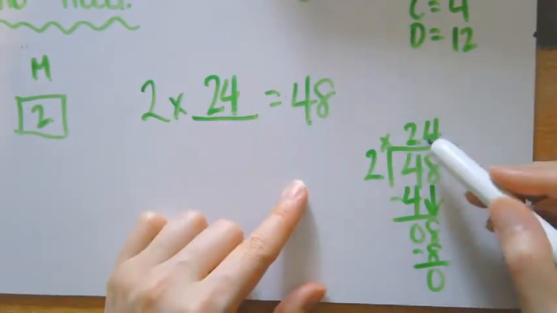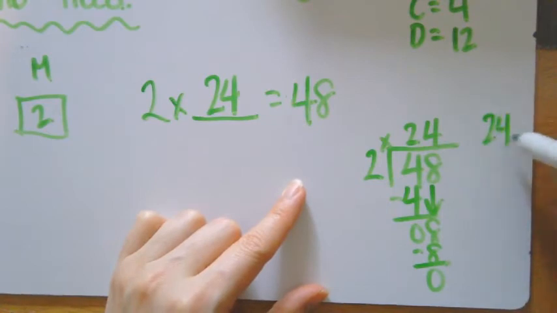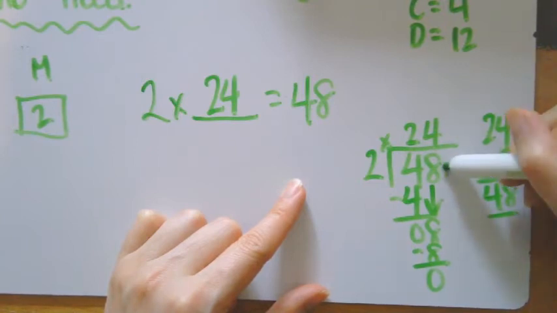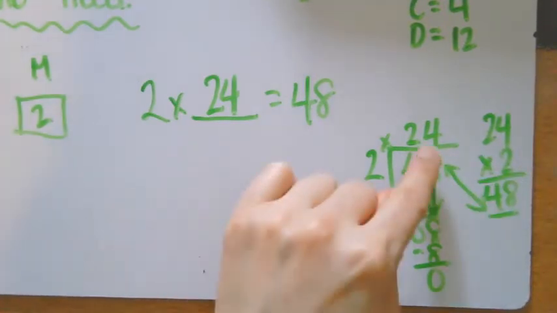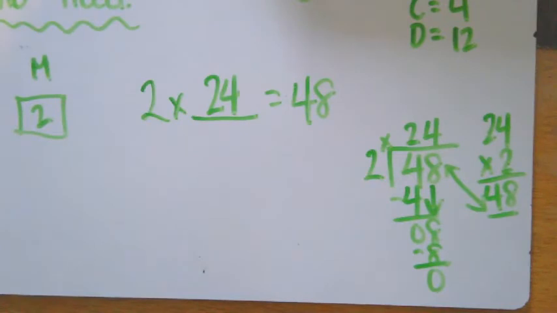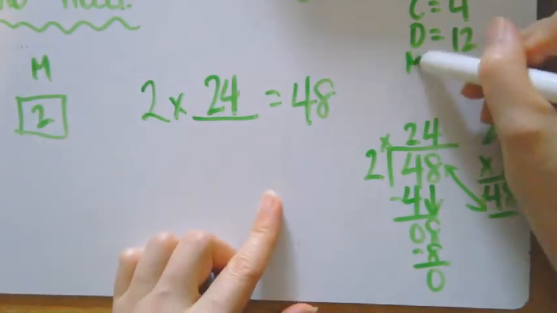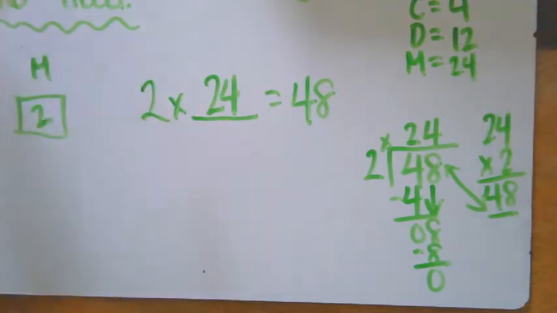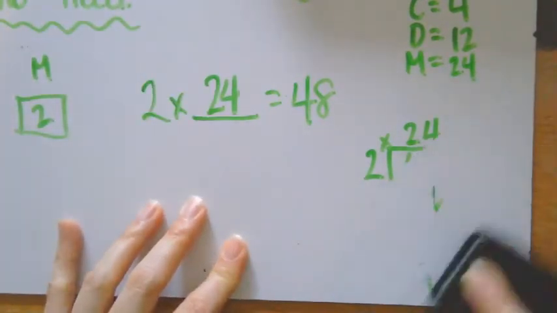So in order to check your division work, 24 times 2. 4 times 2 is 8, 2 times 2 is 4. If this number matches this number, then your answer, your quotient, is correct. So for muffins, we know that we have 24 boxes. That's a lot of boxes.